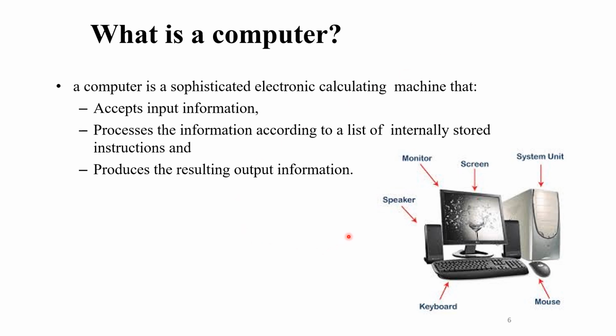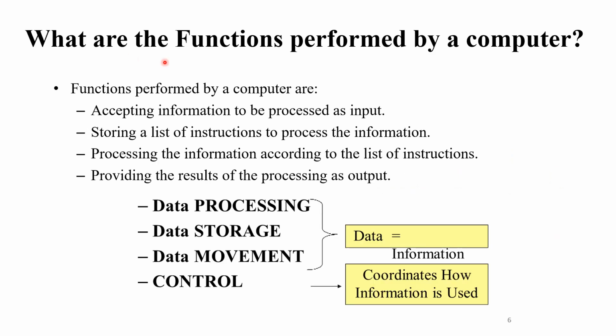After processing, the computer generates output information, which is the result of its calculations and operations. This output can be displayed on a monitor, printed on paper, or sent to another device. Computers perform several critical functions that enable them to process data effectively. The first function is accepting input information. This is the data that will be processed. Input can come from various sources such as keyboards, mice, scanners, or other input devices.